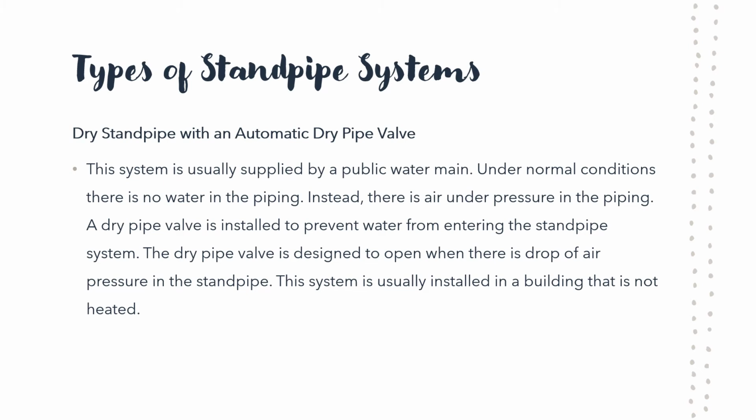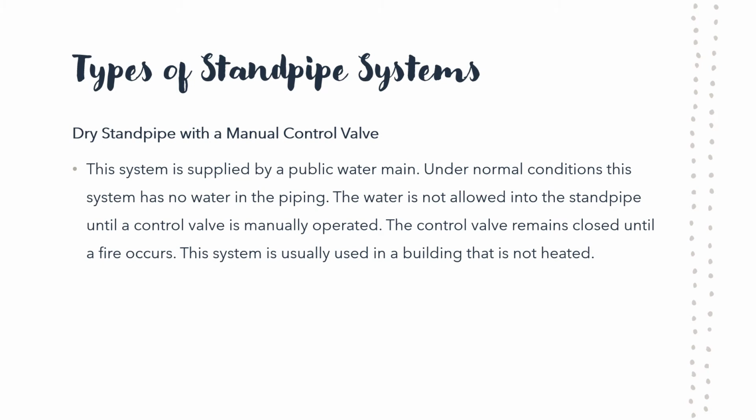That is when the air is removed from the dry standpipe. This system is usually installed in buildings that are not heated. So this kind of standpipe is used when the building is located in a place where the temperatures can drop into freezing water temperatures.